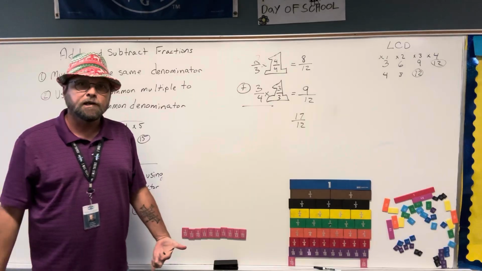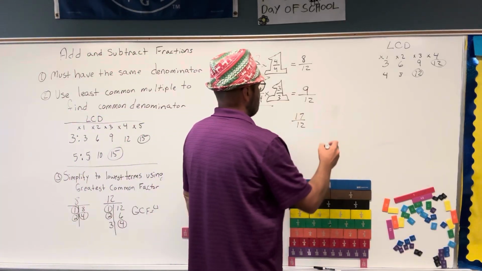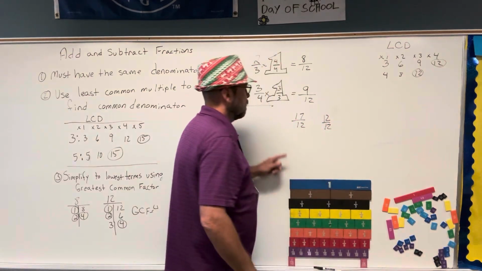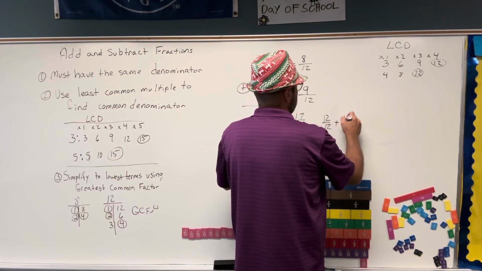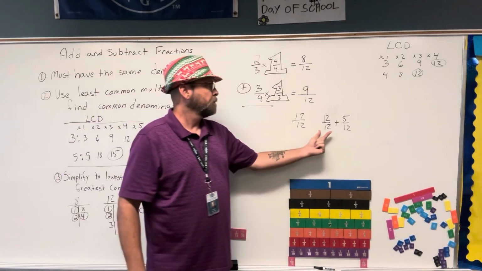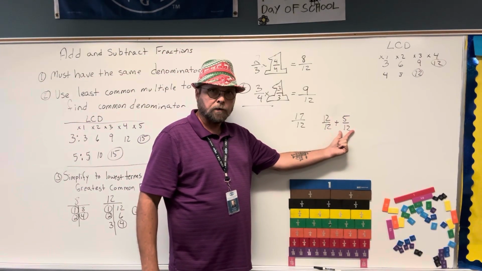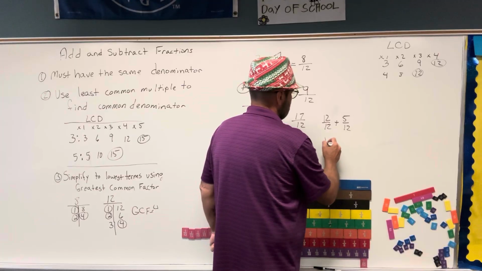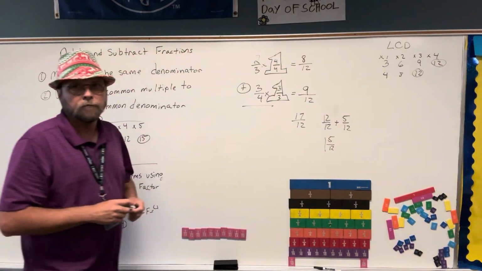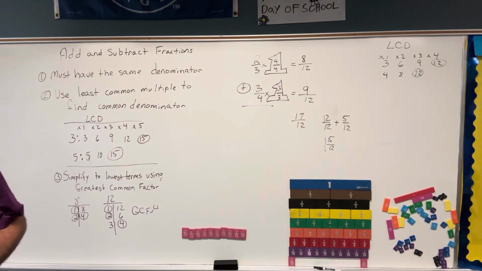Now if I want to use decomposing, I can say it's 12/12 plus 5/12. See, I decomposed that and I broke it up into 12/12 plus 5/12. Well, 12/12 equals 1. So then I have 1 and 5/12. 1 and 5/12.